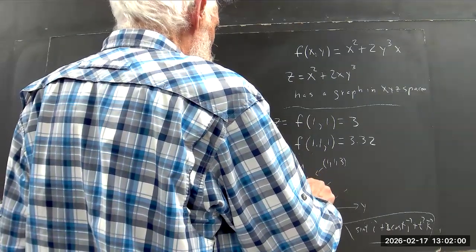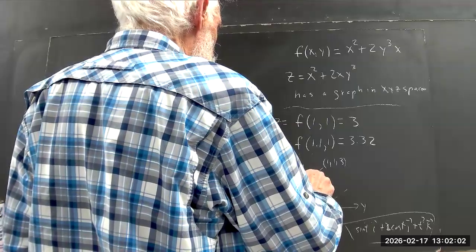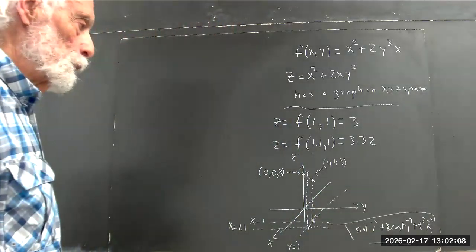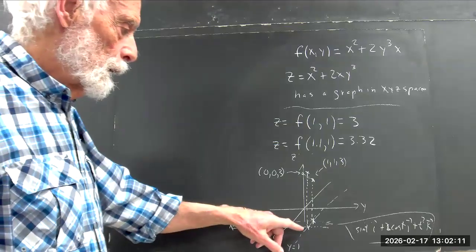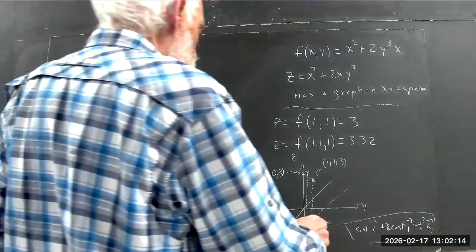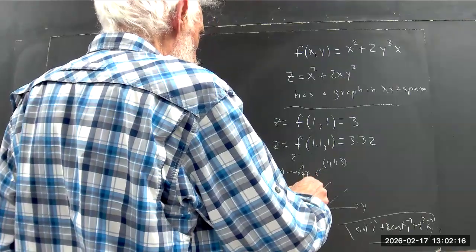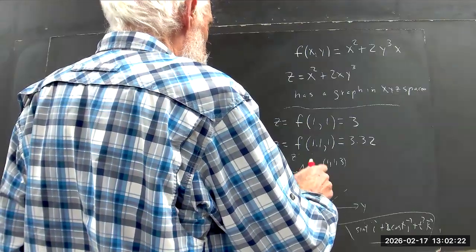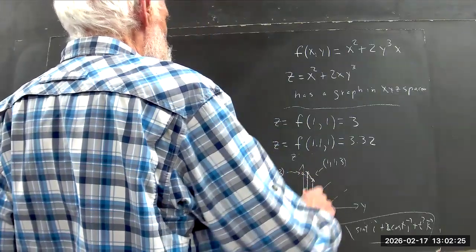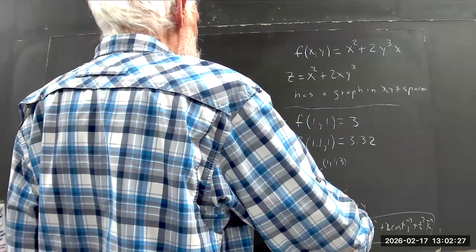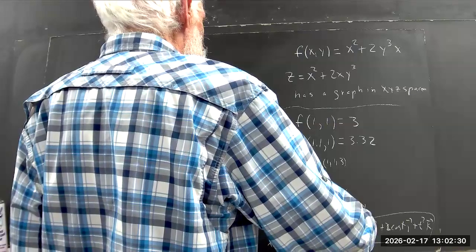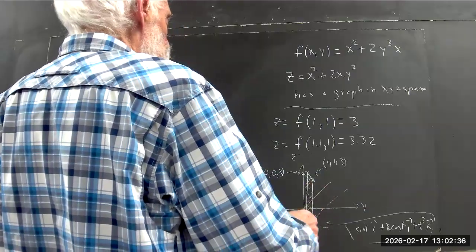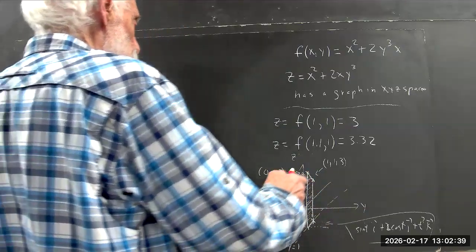And this is a little inconvenient. So I'm going to make this point look a lot higher than it really is. Now, I can connect these points like so, and make this kind of a plane parallel to the xz plane.